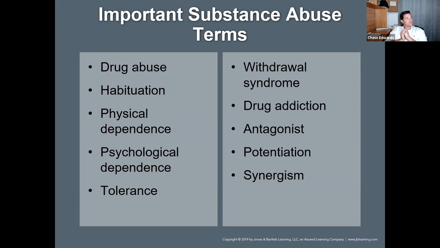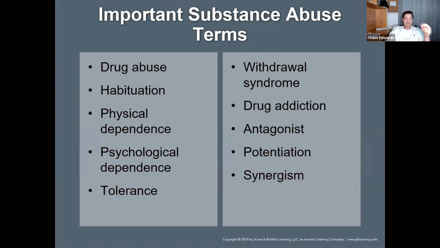So here are some basic terms. Drug abuse is any use of drugs that causes physical, psychological, economic, legal, or social harm to the user or to others affected by the drug user's behavior. Habituation is the psychological dependence on a drug. Physical dependence is a physiological state of adaptation to a drug. It's usually characterized by tolerance to the drug's effects and withdrawal syndrome if the drug is stopped, especially if it's stopped abruptly. Psychological dependence is the emotional state of craving a drug to maintain a feeling of well-being.